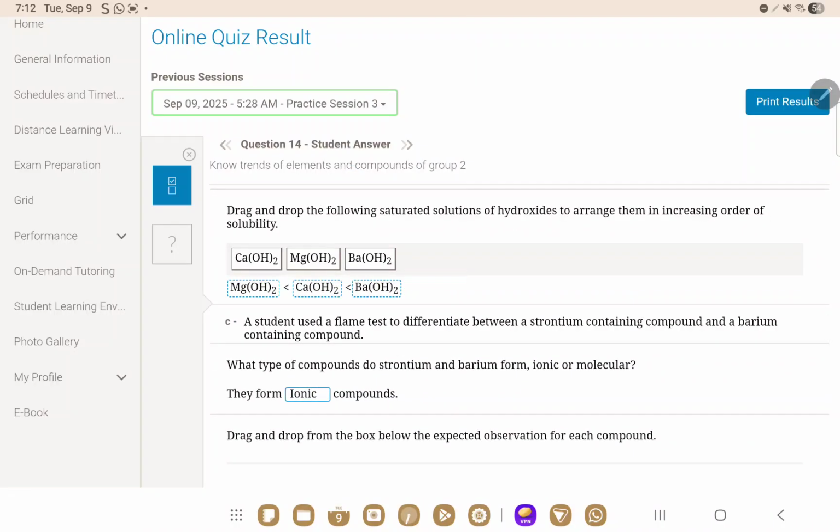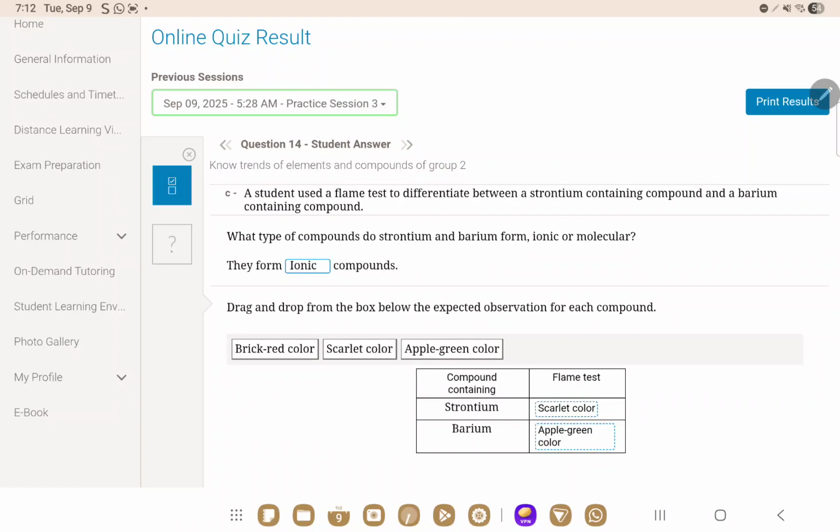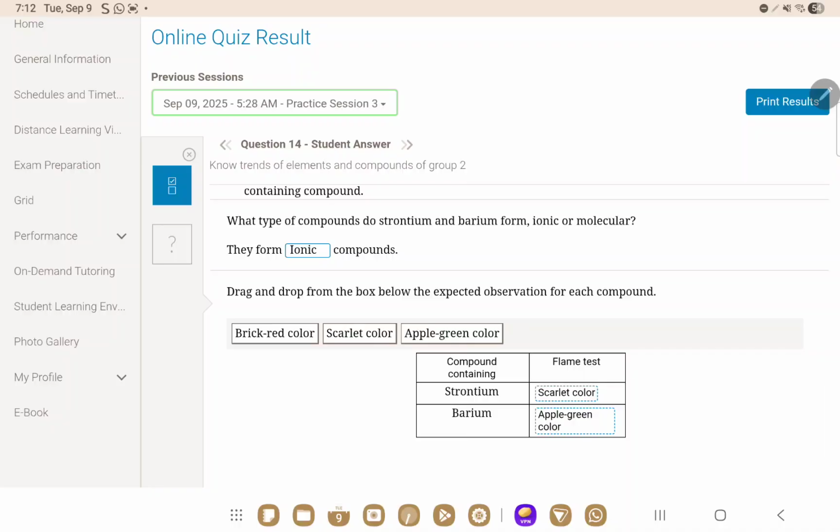Now, which of the following has the highest order of solubility of the hydroxides? Like I said, as you go down, it increases. So Mg is on top, Ca is under Mg, and Ba is even under both of them. So that's why it is the most soluble as a hydroxide. And they form ionic compounds. We said strontium scarlet and barium apple green.